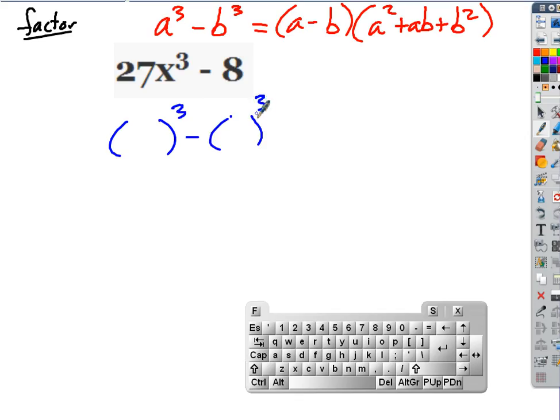So A minus B is just going to be 3x minus 2. Now, if you're going to make a mistake, that's the one that you're going to miss. What is A squared?